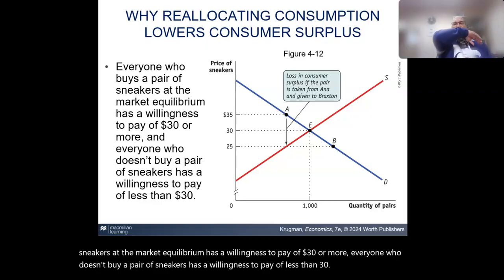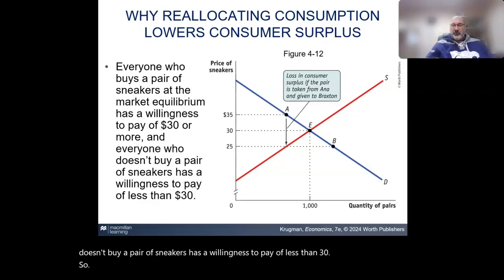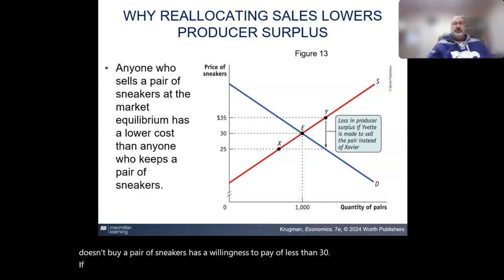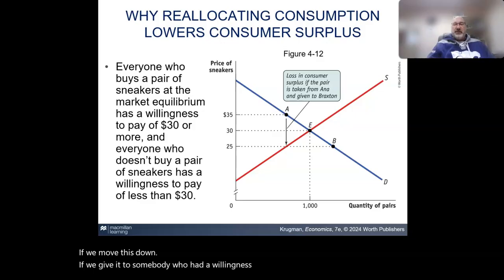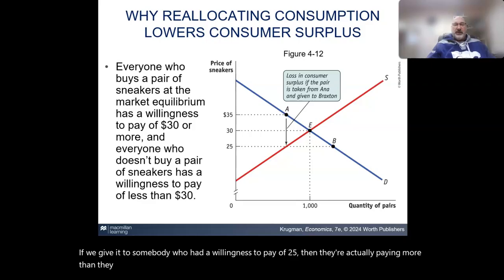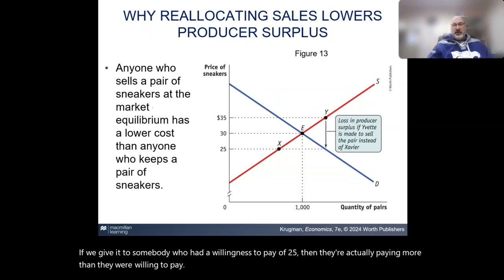So if we mess with that a little bit and we say, okay, if we move this down, if we give it to somebody who had a willingness to pay of 25, then they're actually paying more than they were willing to pay. That's not really a good thing.